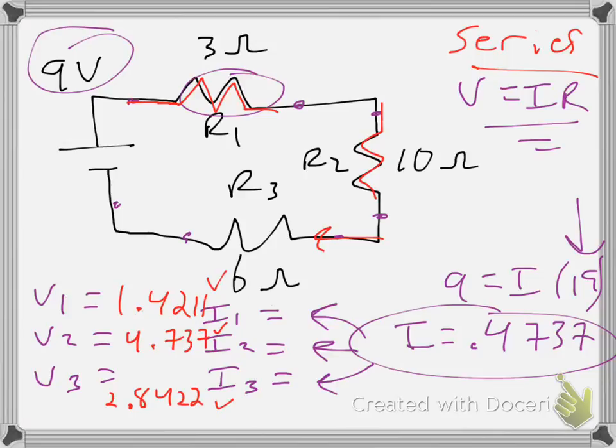If I add up all of these voltage drops here, hopefully I get really darn close to 9. So 2.8422 plus 4.737 plus 1.4211, I get 9.0003, 9 volts. So I obey Kirchhoff's law. I find my voltage and my current across each resistor, and all is good in this series circuit.